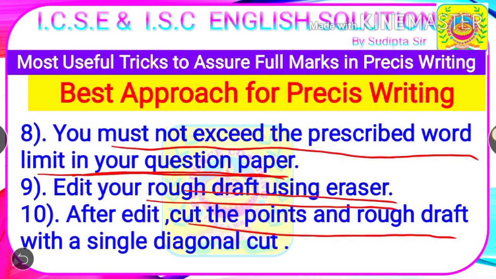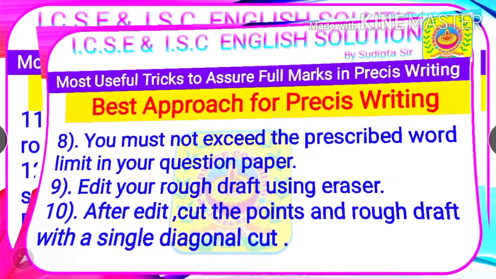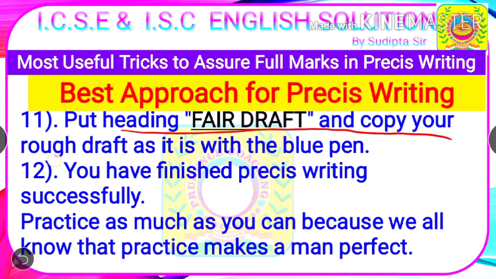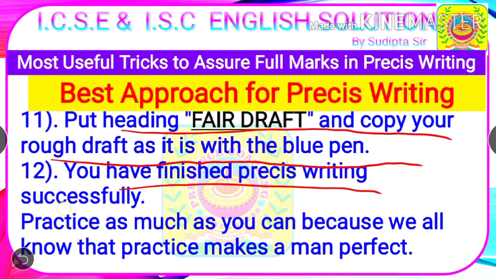The next point is number 11. It tells us to put the heading "fair draft" and copy your rough draft as it is with a blue pen. So now, using the blue pen, you're writing your final Precis with the heading fair draft. Number 12, you have finished Precis writing successfully.